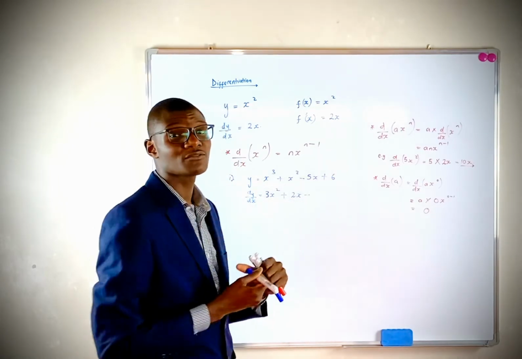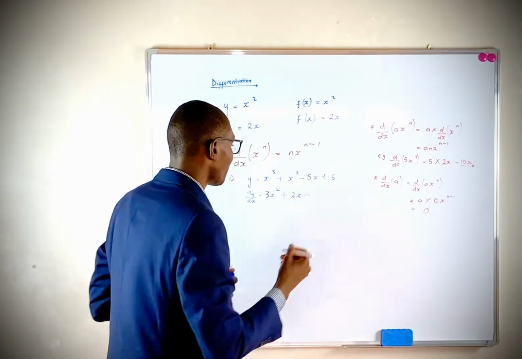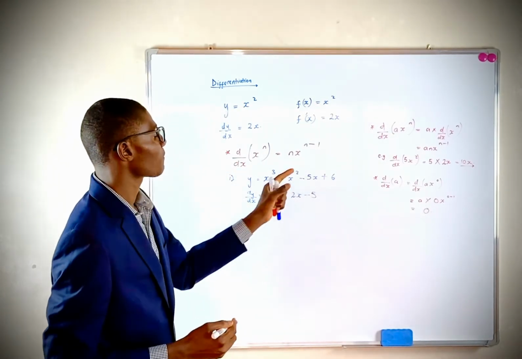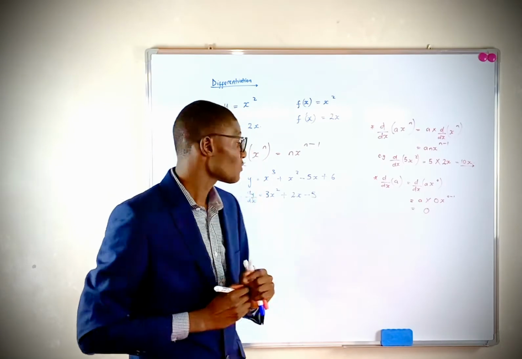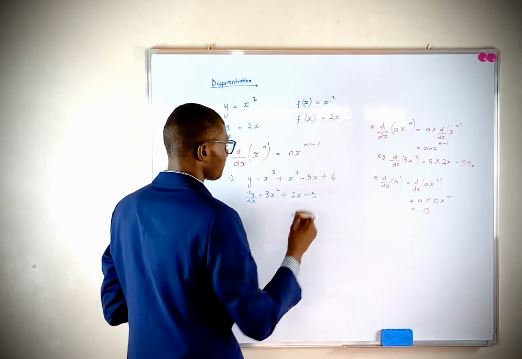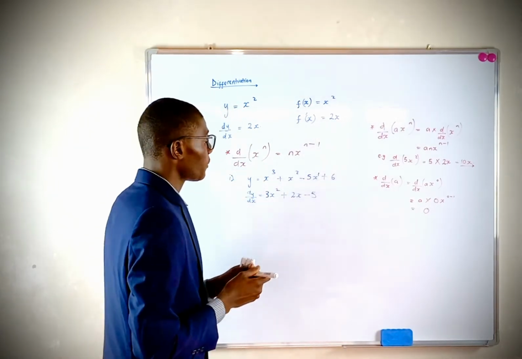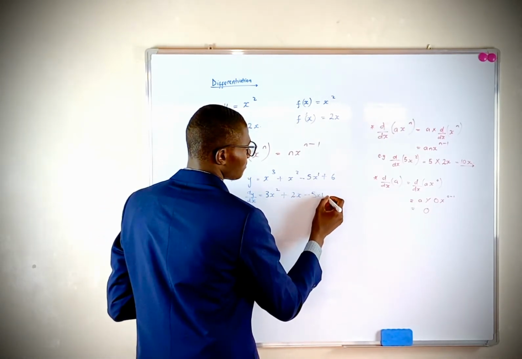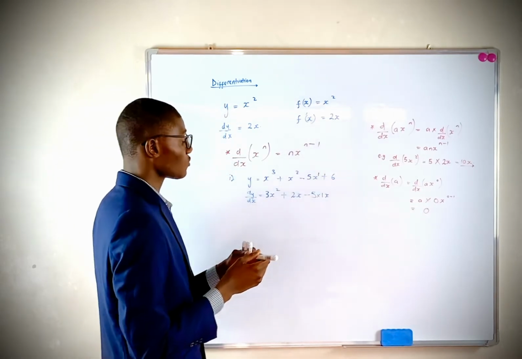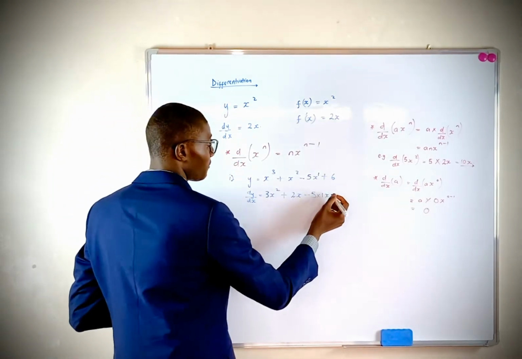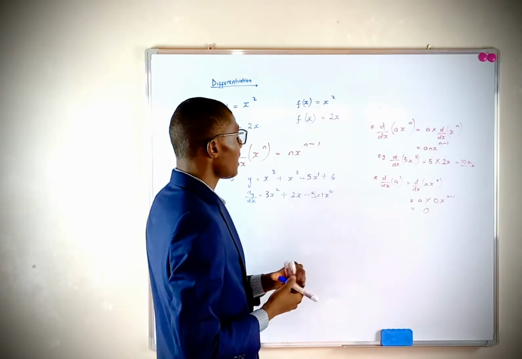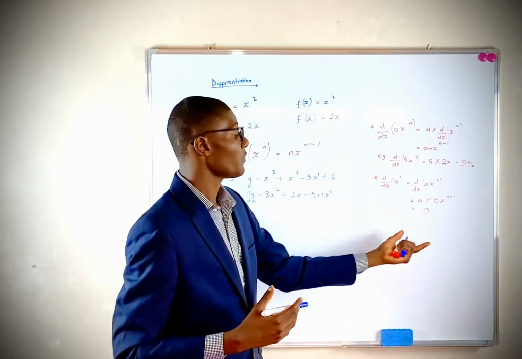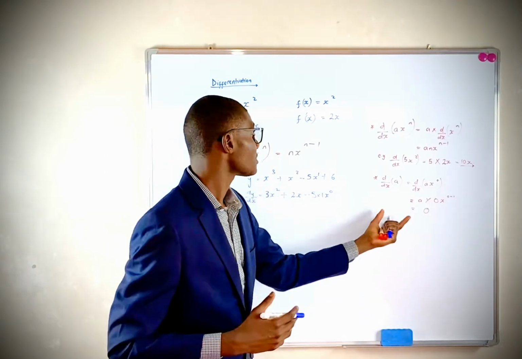So now the derivative of 5x, we take out the 5, then multiply by the derivative of x. We know this is x to the power of 1, so we drop the power 1, then multiply by x, then subtract 1 from the power of 1 to get a 0. Plus the derivative of 6. We know that when we differentiate a constant, we get a 0. So we just put a 0 there.